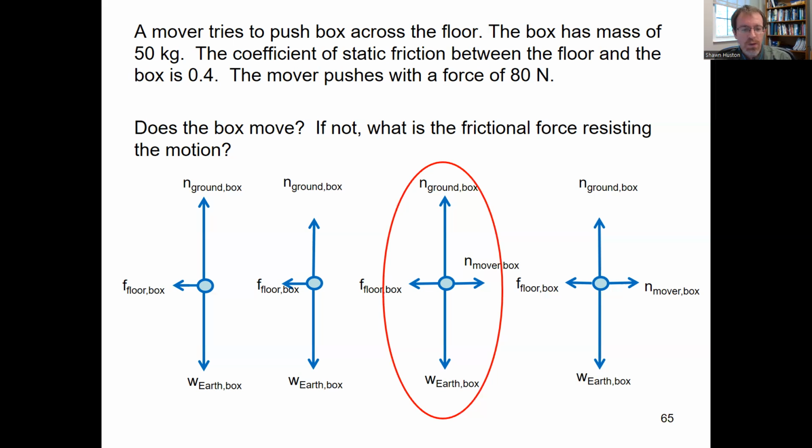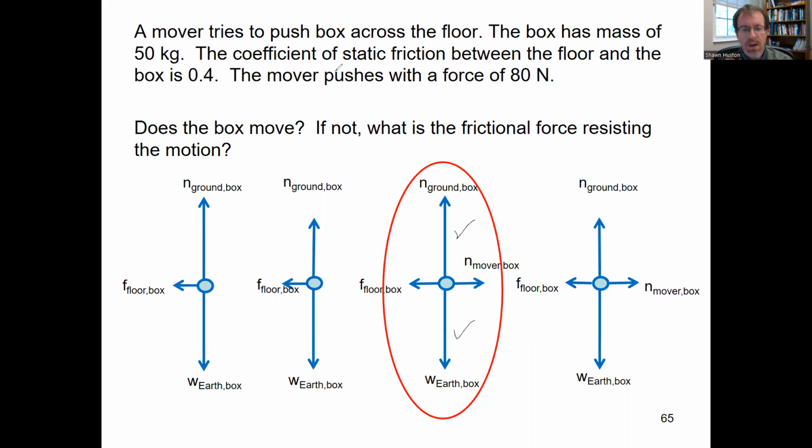Okay, so this one is the correct one. Why is that one the correct one? Because gravity is going to pull the box down. The ground is going to, of course, keep the box from falling through it. So the Y forces have to be balanced with each other. So the Y forces have to be the exact same size. Okay, so there and there.